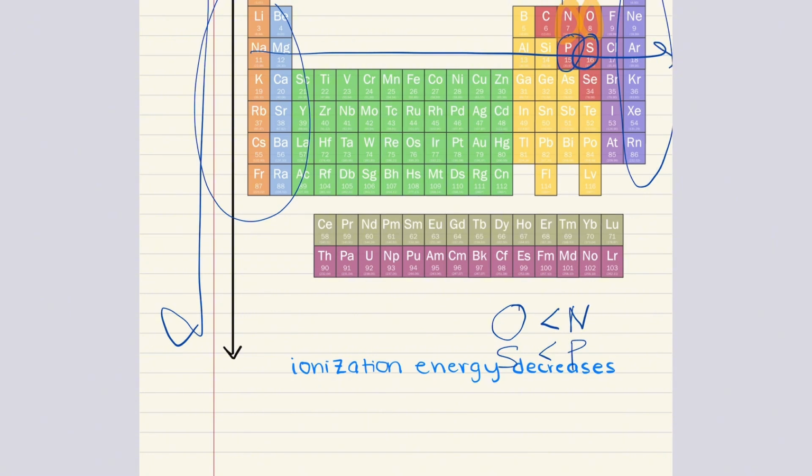Now, more generally, this means that when an element has a half-filled or fully filled subshell, whether it's p or d, its ionization energy will be higher than expected. This is because these configurations are particularly stable, and it makes it harder to remove an electron.